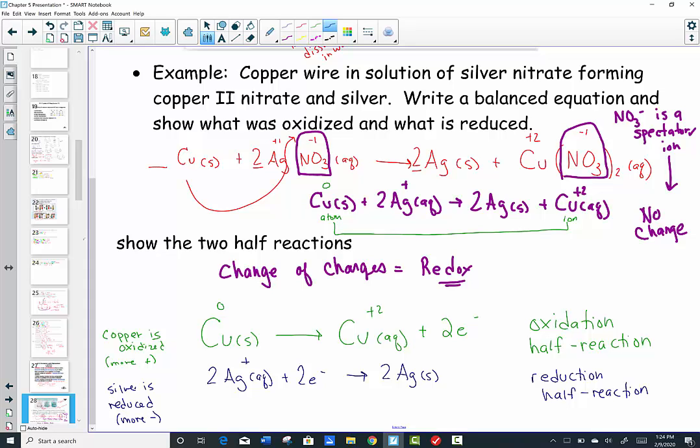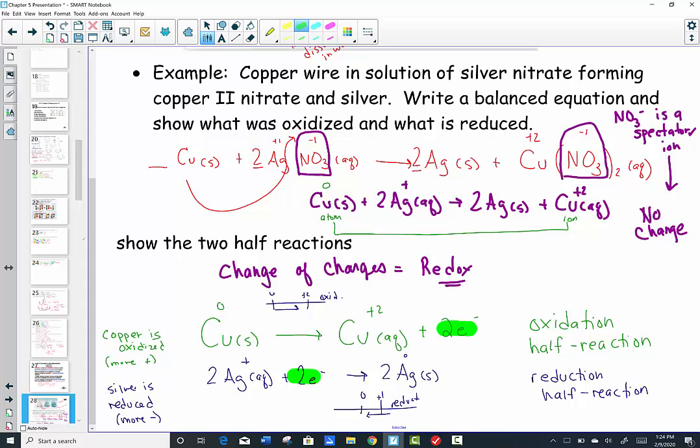making it become more negative on the number line. To go from a plus charge to a 0 on the number line, think of it, if you're at a +1 and you go back to a 0, you're becoming more negative. Copper here on a number line started at 0 and went to a +2. That's becoming more positive. Oxidation becomes more positive. Reduction becomes more negative.